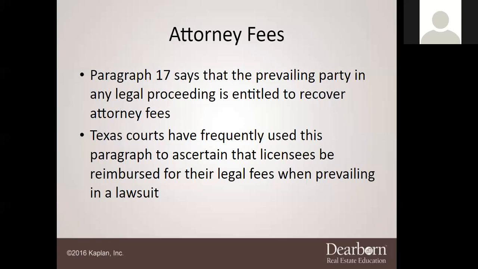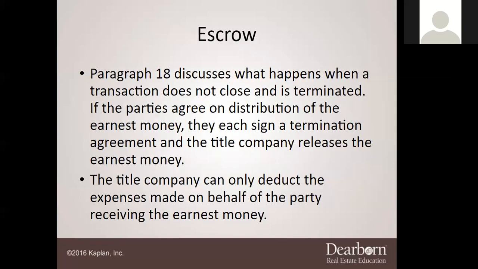So in this situation, yes, a real estate broker, of course, has their attorney, even though the agent is a person underneath them. There's a reason we have insurance. The attorney is going to cover the broker, but the agent will also need E&O to cover them, and that's why there will be two attorneys. Those two attorneys are going to work together to benefit everybody, but everybody has to have their own legal representation. Escrow. Paragraph 18 discusses what happens when a transaction does not close and is terminated.